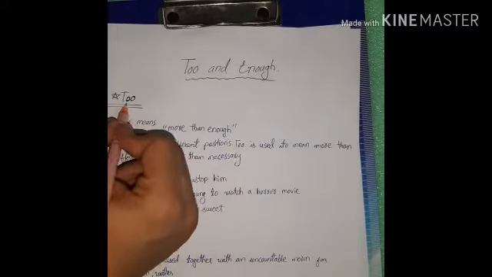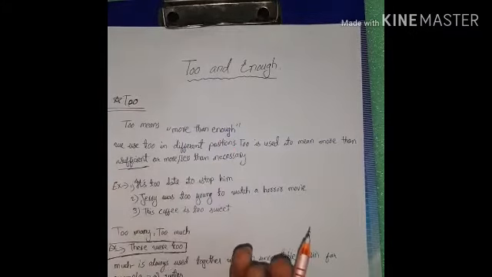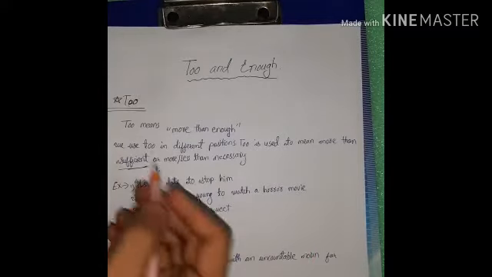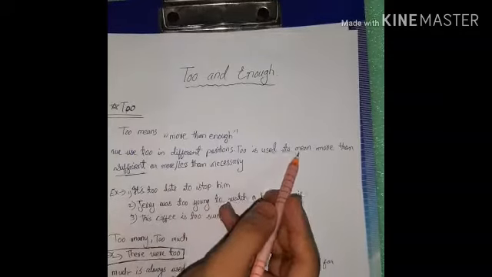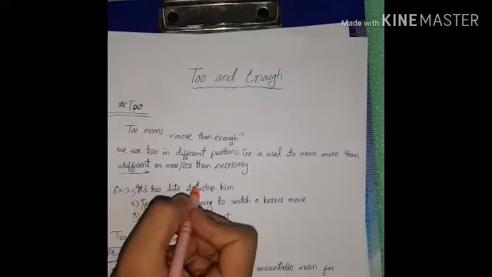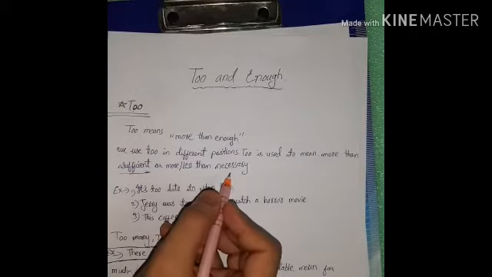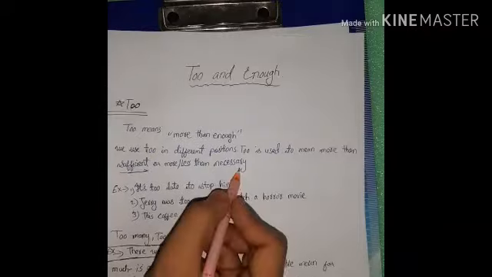So what is the meaning of "too"? "Too" means more than enough, more than its limit or less than its limit. So we use "too" in different positions. "Too" is used to mean more than sufficient or more or less than necessary.